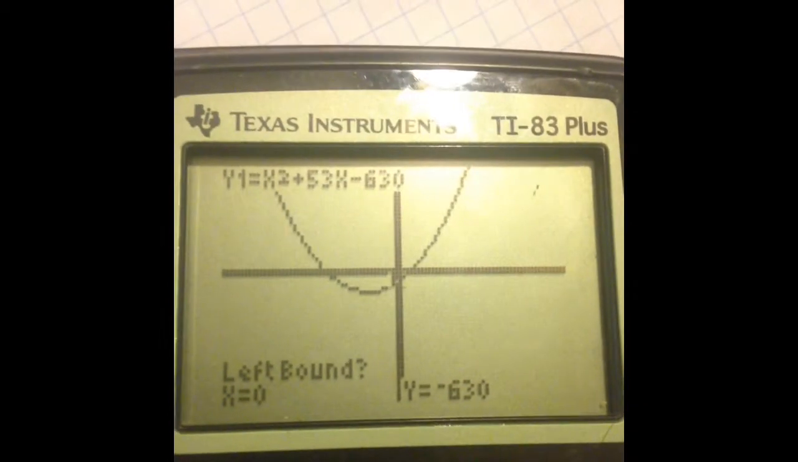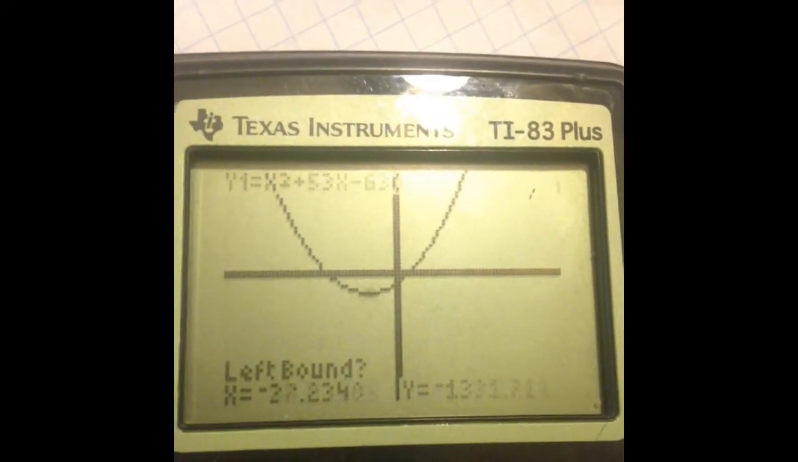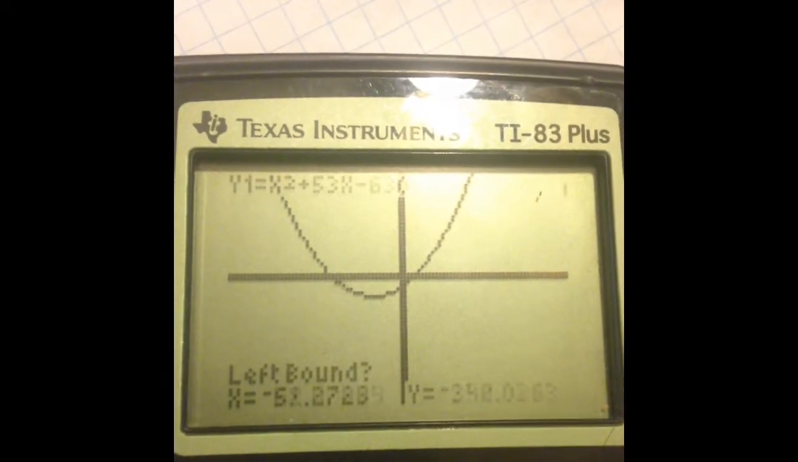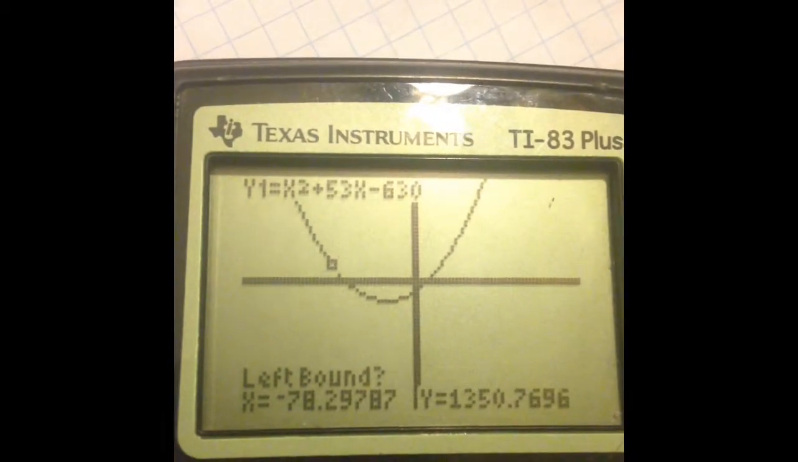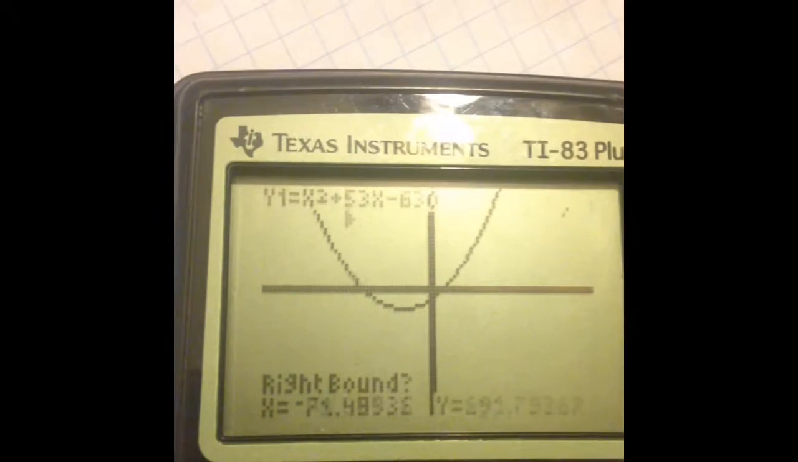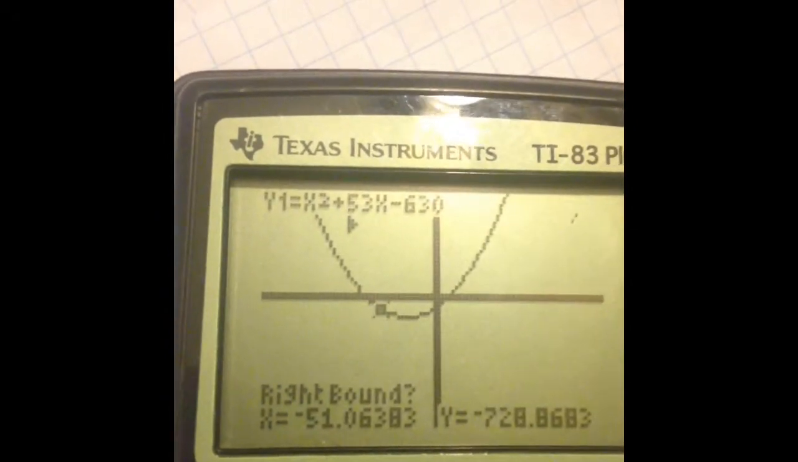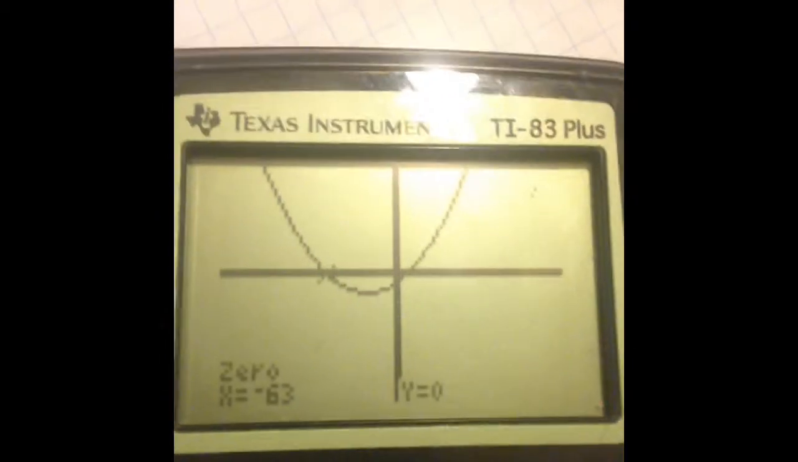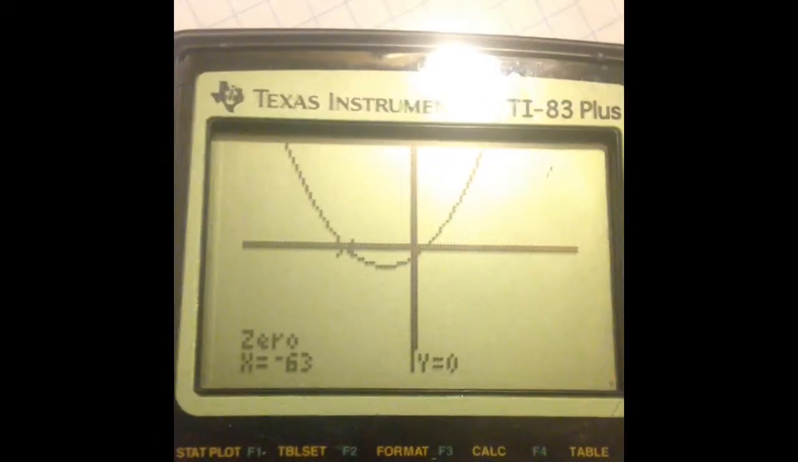Then it says left bound, so you want to go on the left side of one of your x-intercepts. Then hit enter, then go right bound, enter, then hit enter again for it to guess. This guess is negative 63. So we have x equals negative 63.